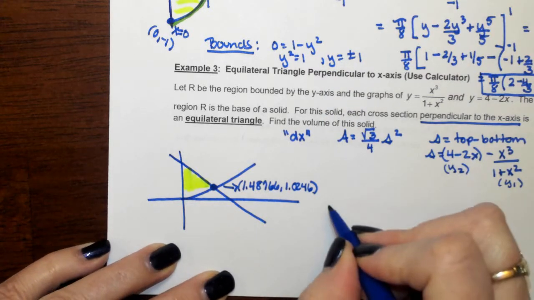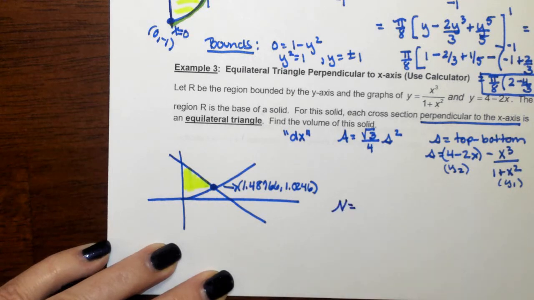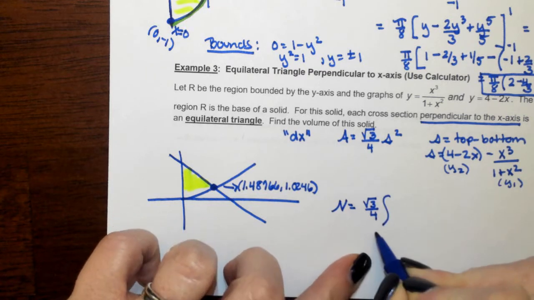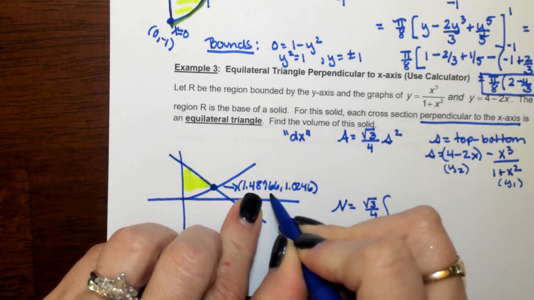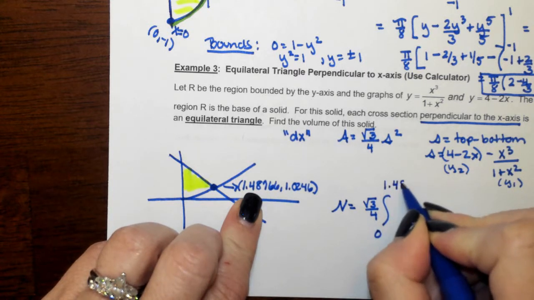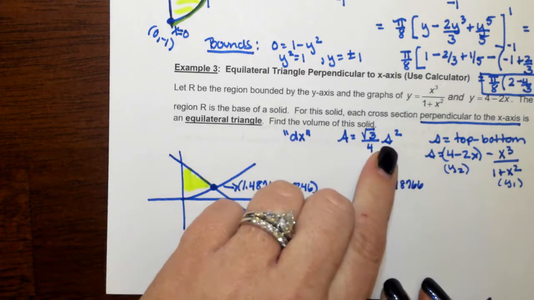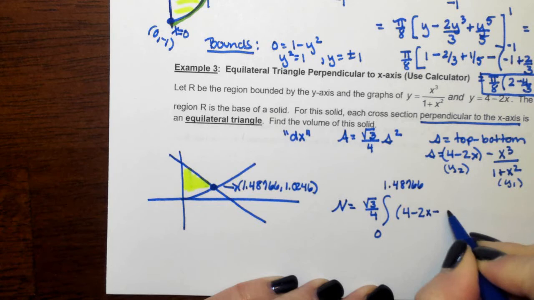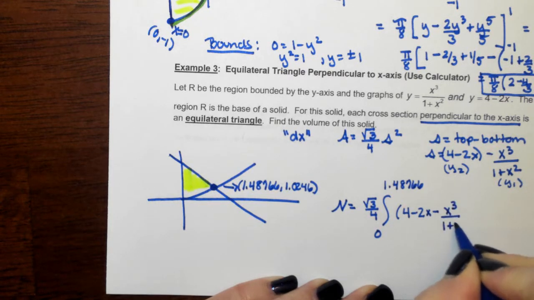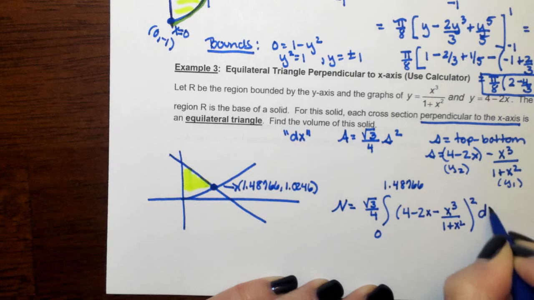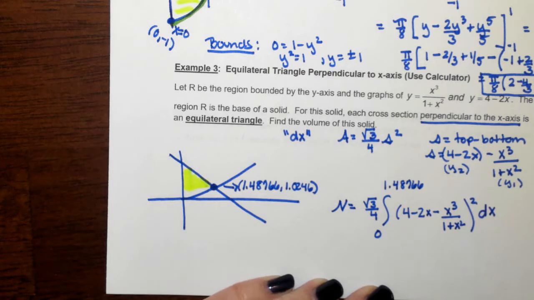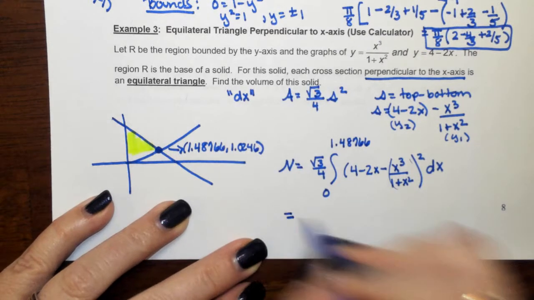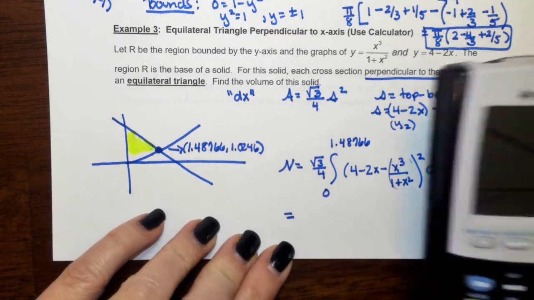So to find the volume, the volume is going to be equal to square root of 3 over 4. I'm just going to pull that out of my integral. Again, my lower bound is 0. My upper bound, because it's a dx, is the x coordinate, 1.48766. And it's s squared. So it's going to be 4 minus 2x minus x to the third over 1 plus x squared. And that quantity is going to be squared, and that's a dx. That's why having these functions loaded under y1 and y2 will make sure you don't make a parenthesis error when you type this in.